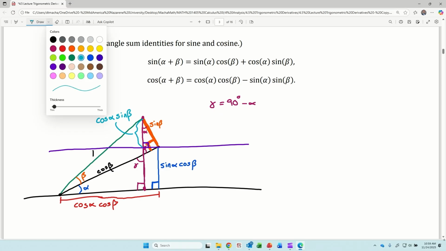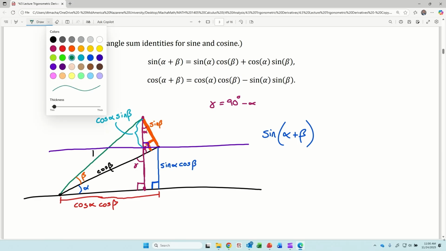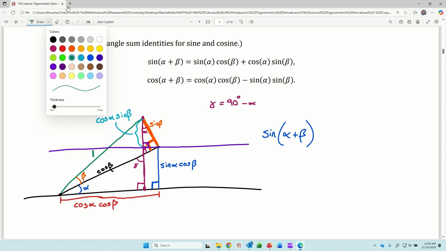And now I feel like we are finally prepared to write down the formula for sine of alpha plus beta. Because sine of alpha plus beta is going to be the ratio of the opposite side, which is this whole vertical maroon line that goes from the horizontal black line all the way up to the top of this triangle. That is the side opposite the angle alpha plus beta. And my hypotenuse is this green line segment, which has a length of 1, so I don't have to worry about dividing by 1.